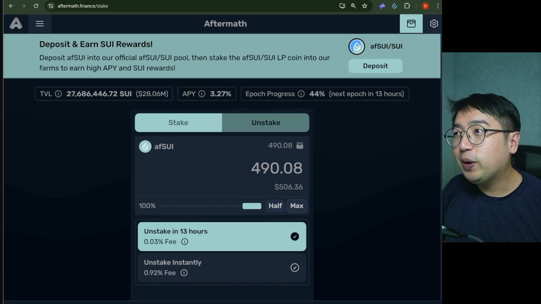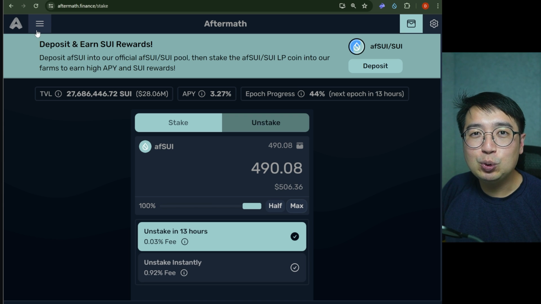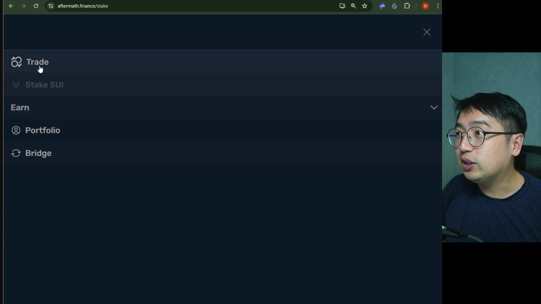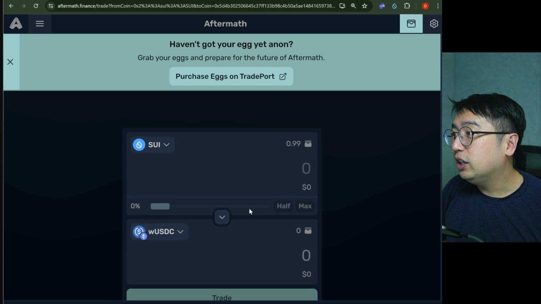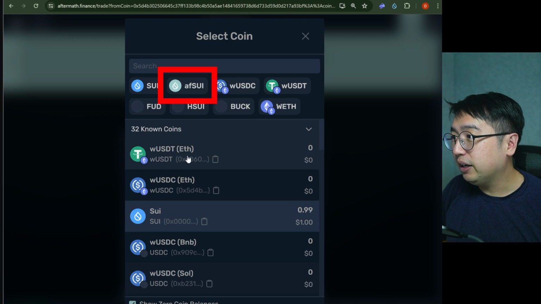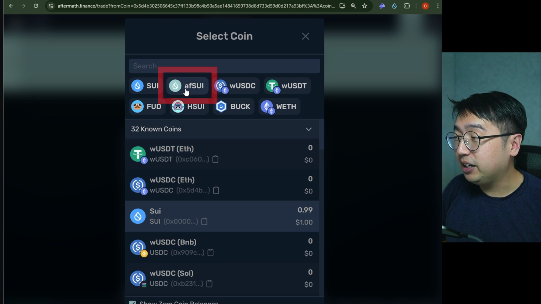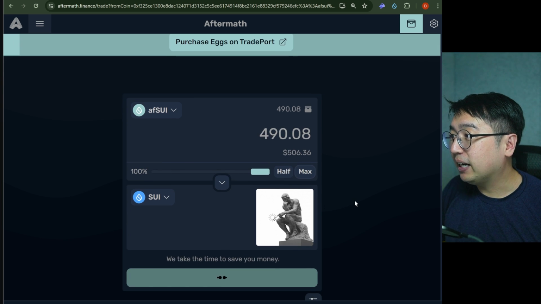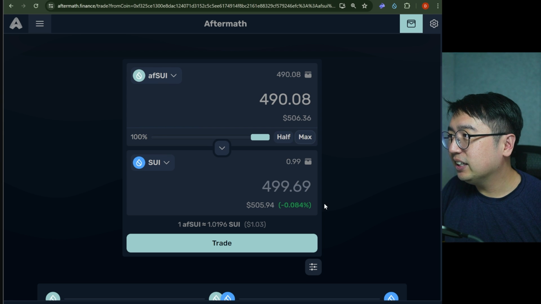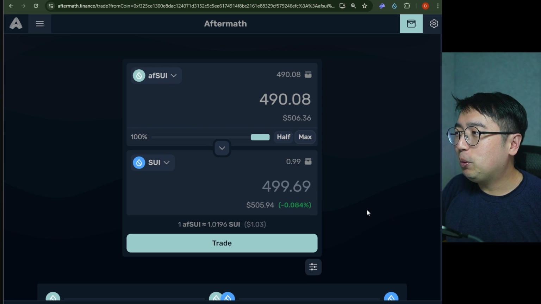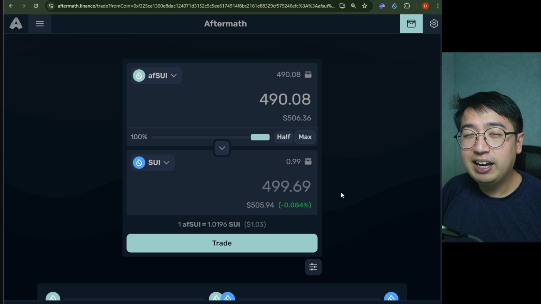Now another option you have to trade your AF SUI back into regular SUI or another cryptocurrency is to trade it. So you could also go to trade, and then you would trade your AF SUI, and we're going to find that at the top here, and then we can trade that back into SUI very easily. So we're going to get a quote in a second, and if we did that, we would be down 0.31 SUI, and that's mostly because there is a trading fee to use a decentralized exchange like this.